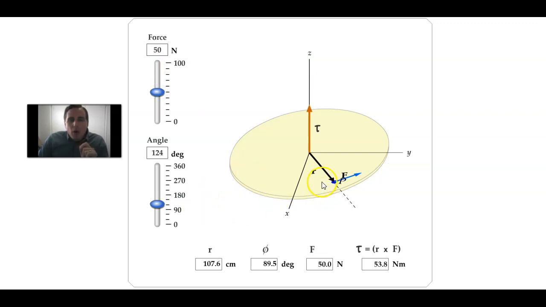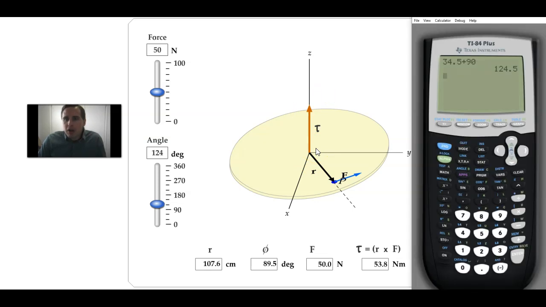Okay, what if we wanted to make this torque negative? Well, if we wanted the same magnitude torque but negative, it should be clockwise as opposed to counterclockwise. So what we should do is take 34.5 degrees and subtract 90 degrees, because that's going to give us an angle that's perpendicular to the position vector, but also an angle that's going to give us a negative torque. So that's negative 55.5 degrees. So let's see how close we can get to there.